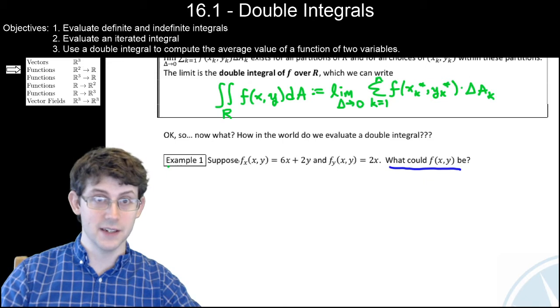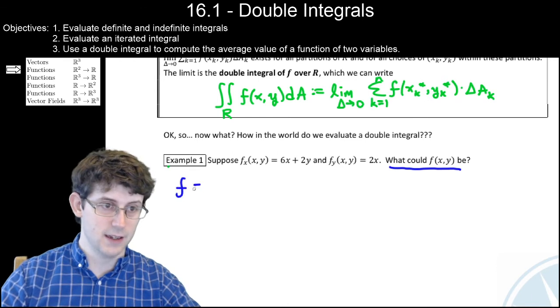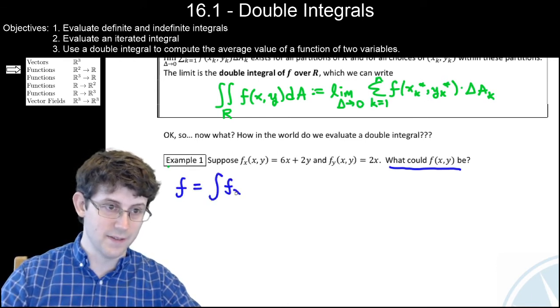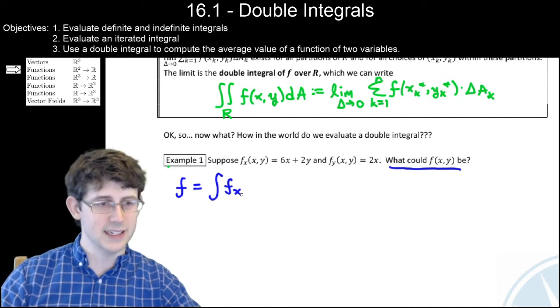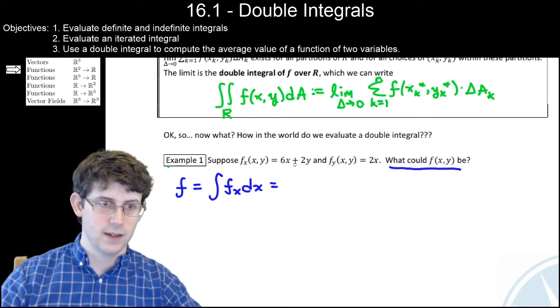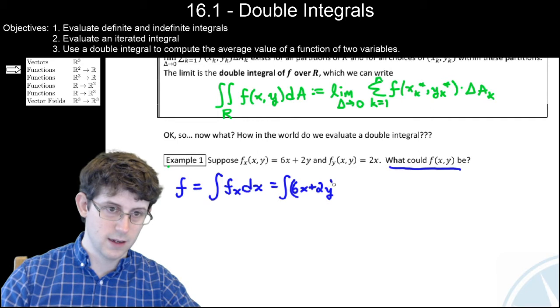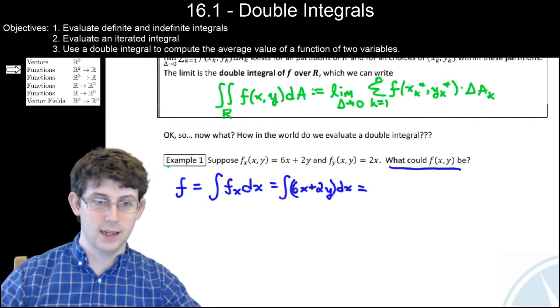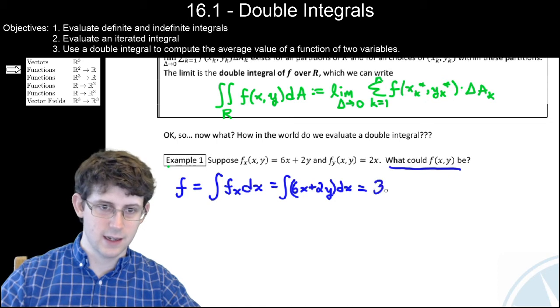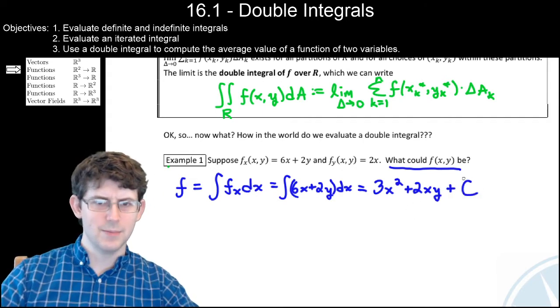What's f? So you go, okay, well, I don't know. I mean, if you tell me the derivative, I can rebuild the function by taking the integral. So whatever f is, f should be the integral of fx. Well, let's see. fx got its derivative taken with respect to x, so let's take the integral with respect to x. If I integrate 6x plus 2y dx, treating y as a constant, I get 3x squared plus 2xy plus c.